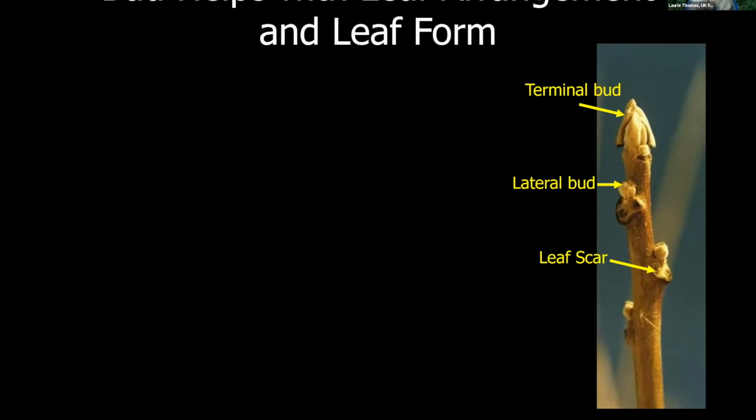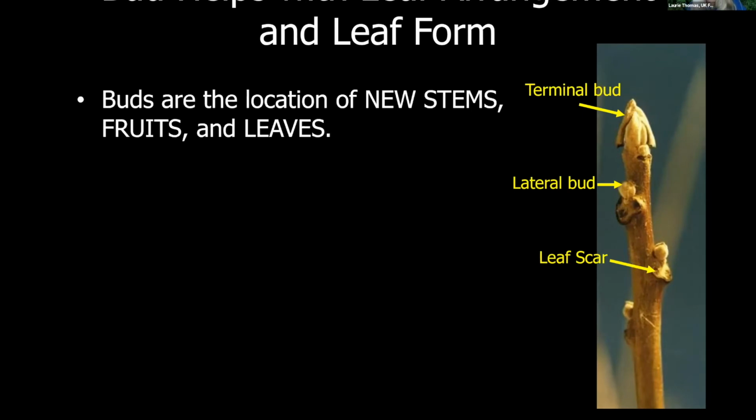But the bud is simply the location of the new stems, fruits, and leaves. And when we look at this bud right here, we have our terminal bud, the one at the very top, and that bud's responsible for shoot elongation. And then we have our lateral bud down here, and this is going to be next year's leaf. And we have our leaf scar right down here. So that's where last year's leaf was. That leaf has fallen off, and you can see that leaf scar. And then it's actually labeled down here as leaf scar.